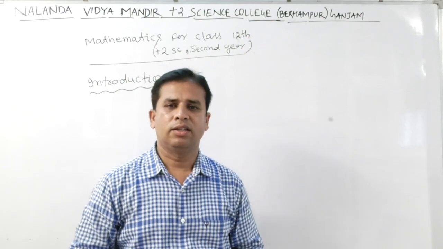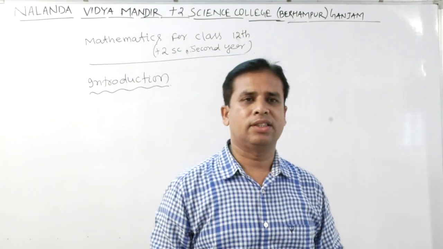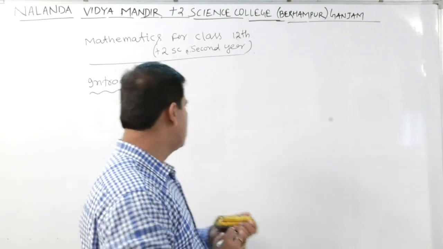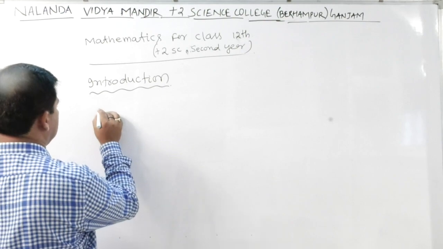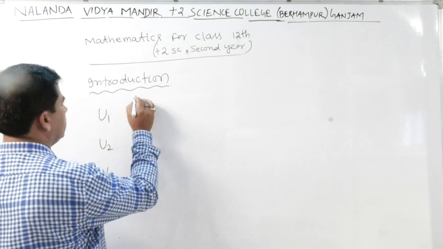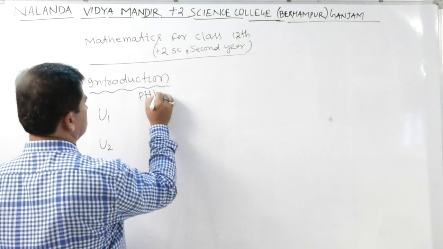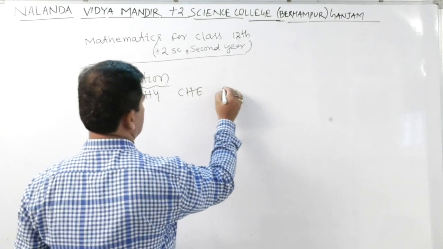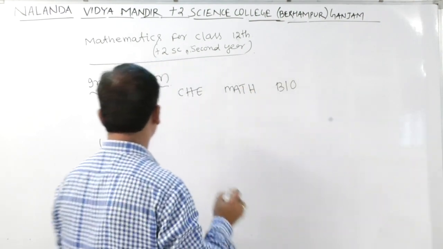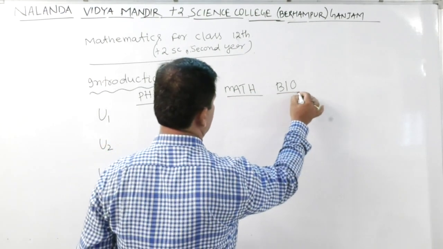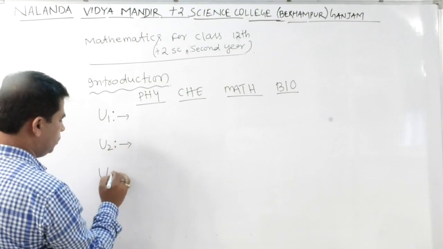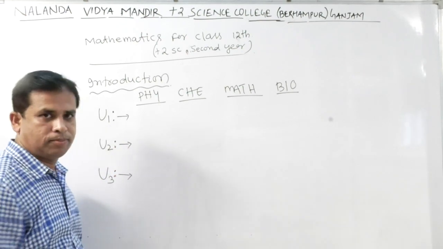Suppose there are tests in the subjects math, physics, chemistry and biology. Suppose there are three tests, unit test 1, unit test 2 and unit test 3. The subjects are physics, chemistry, math and biology.